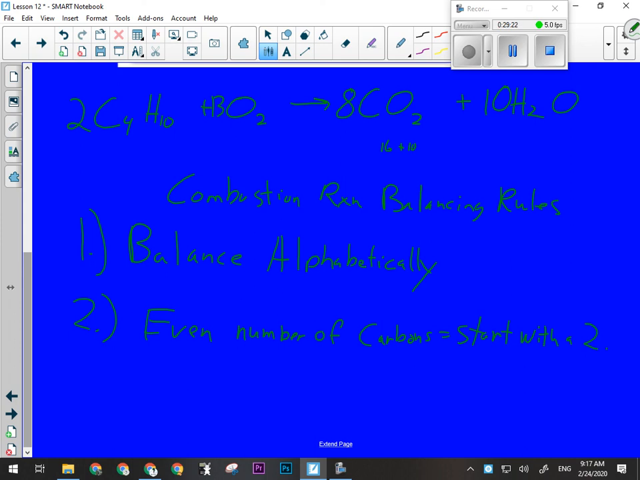All right, so those are special balancing rules for combustion reactions. For every other reaction, there's only one balancing rule. Start with the biggest number first. Go from there, okay? And we'll go back and forth. We'll look at that, okay? There just is this hard set of rules for combustion reactions.